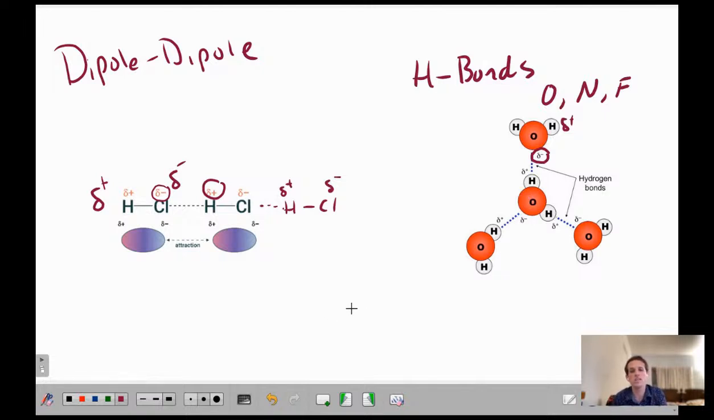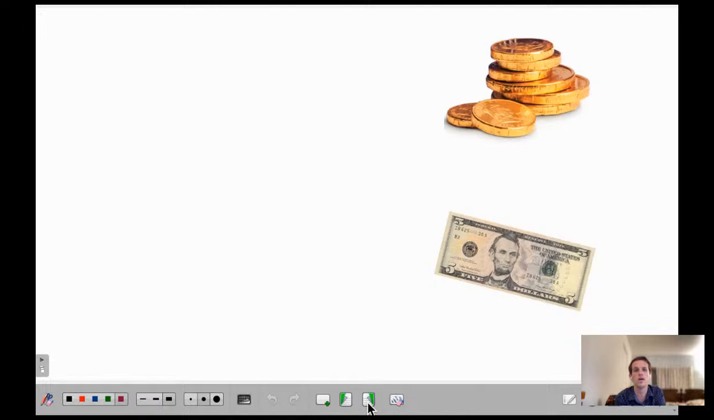Now be careful. Don't just think that any molecule that has an oxygen over here and some hydrogens over here, I guess we could do something like that, is necessarily going to be hydrogen bonding. The hydrogen has to be bonded to the oxygen, nitrogen, or fluorine. So don't get that twisted.